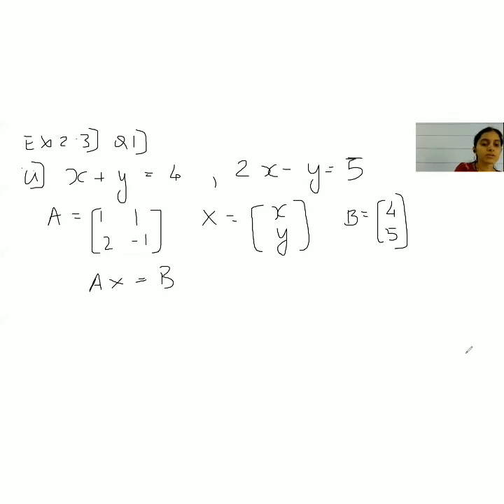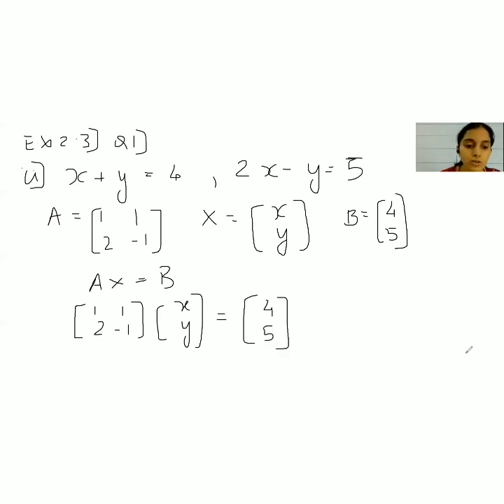Okay, so for once, let's substitute them, and then we will use the inverse method. A times the matrix X, Y is equal to B. That is 4 and 5. Okay, this is the form you have to get it in. Now, what do we do? We'll use the inverse method.